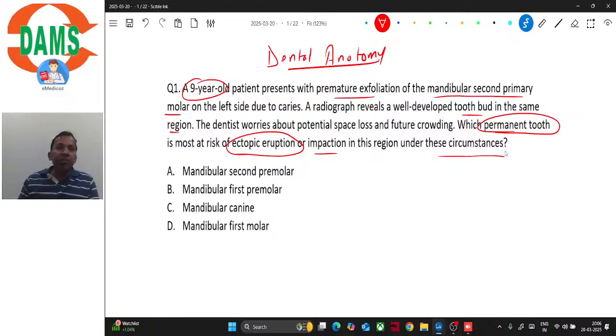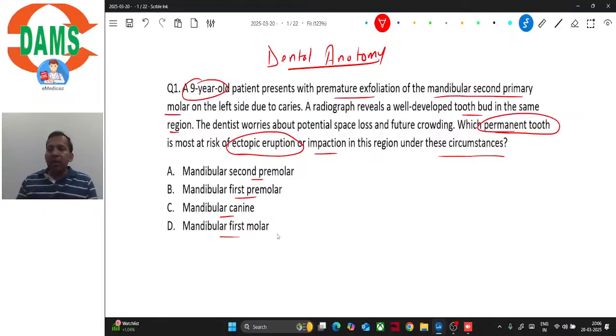So there is a premature exfoliation of the mandibular second molar, and there is a succedaneous tooth which is seen on the radiograph. So the question is, which tooth is most likely to show an ectopic eruption or impaction under these circumstances where the primary tooth has prematurely exfoliated? Right. So what would be the correct answer here? Options are mandibular second premolar, mandibular first premolar, mandibular canine, and mandibular first molar.